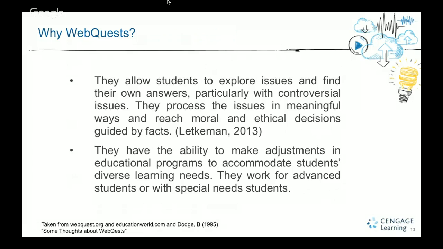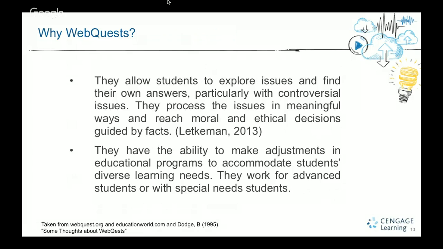WebQuests also help to make adjustments in educational programs to accommodate different learners' needs. And here we're talking about, for example, special needs in some learners that have difficulty in reading, writing, or listening, but they also work for advanced students. So when you design a WebQuest, it is very important that you accommodate your specific group and try to give each student the role that they are capable of doing.